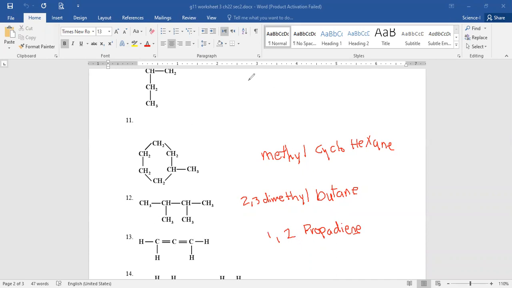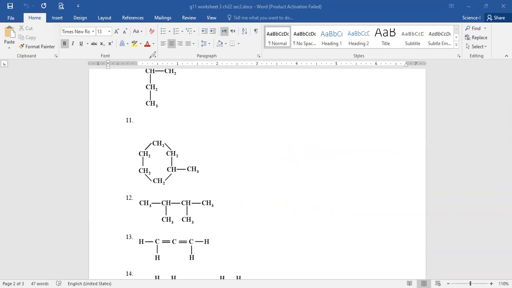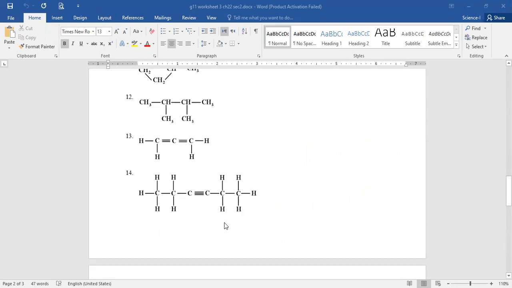So let's pass to question 14. Let's find the longest carbon chain: 1, 2, 3, 4, 5, 6. They are made up of 6, so that means hex-. And as we have a triple bond, we are going to say hexyne. There are 6 carbons, so we need to locate the position of the bond. It's 1, 2, 3, the third carbon. So it's 3-hexyne.